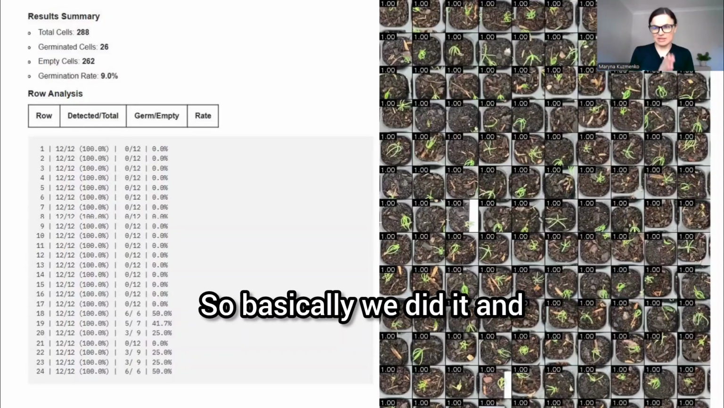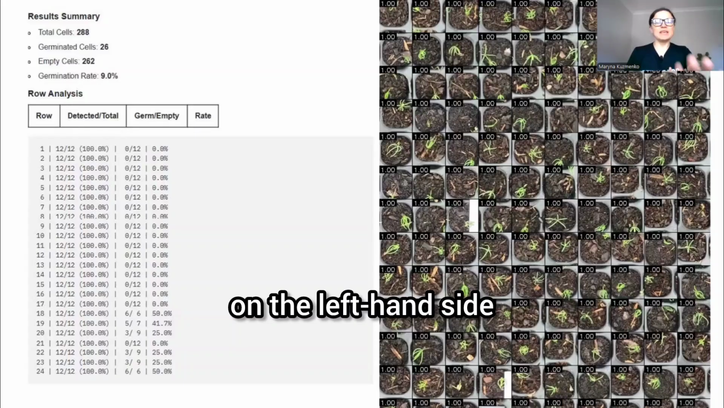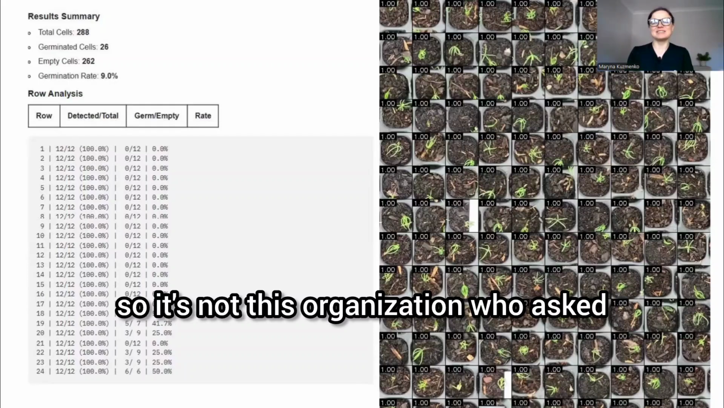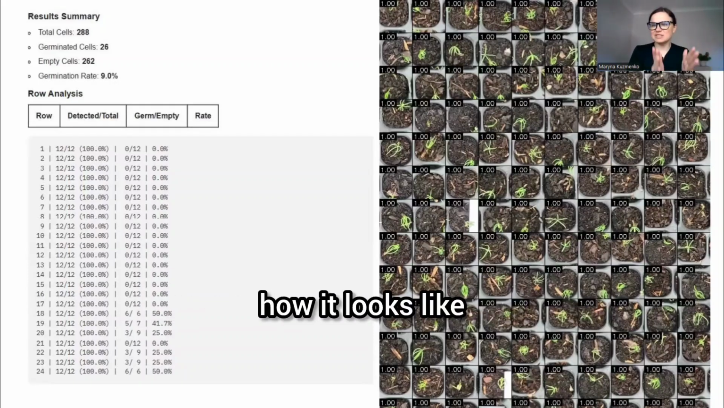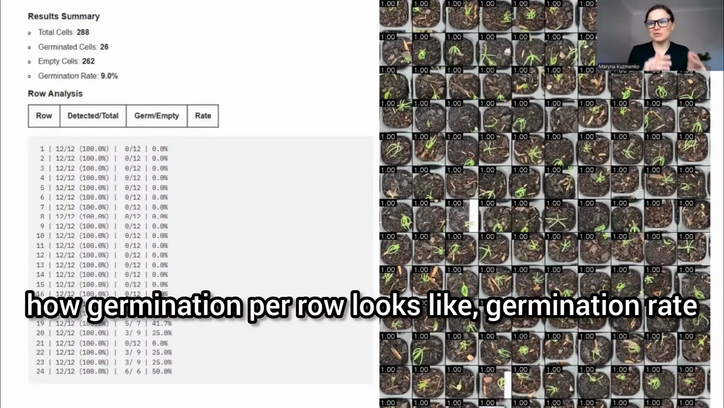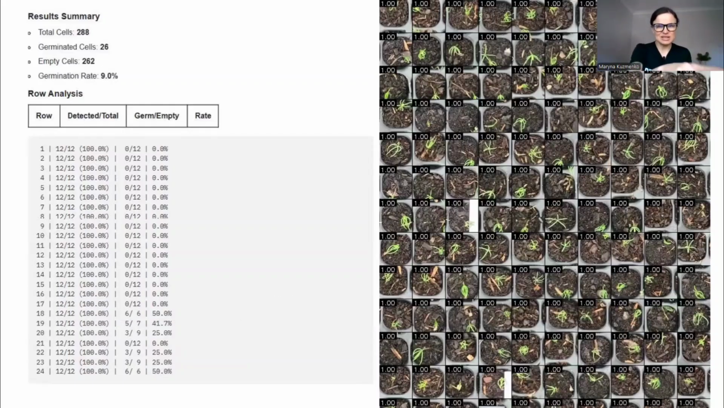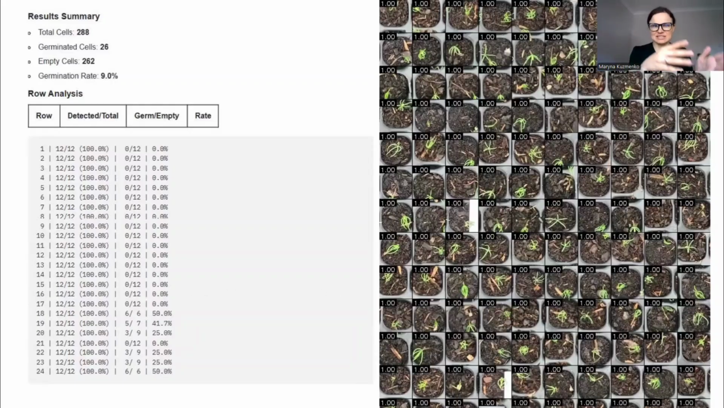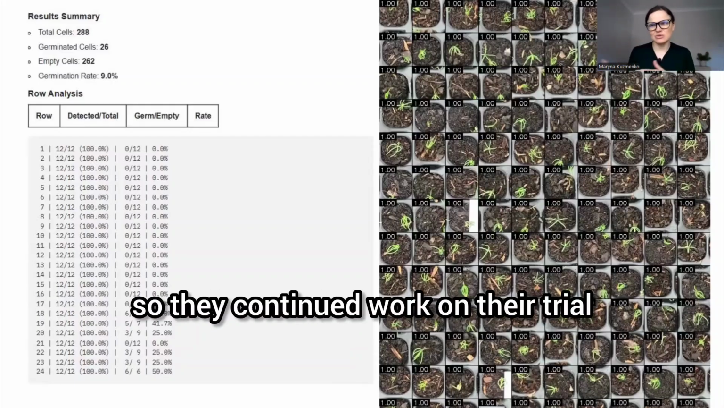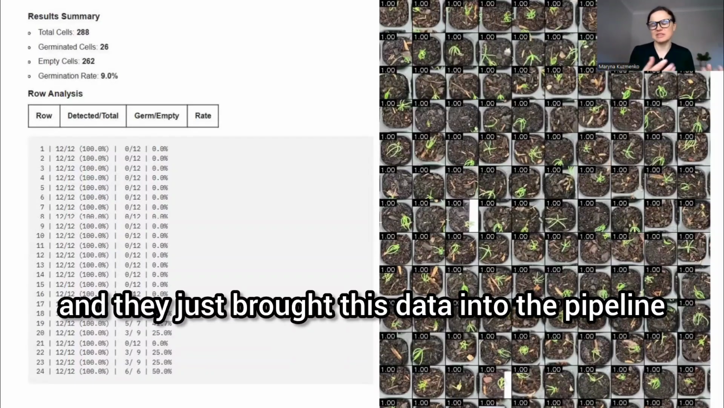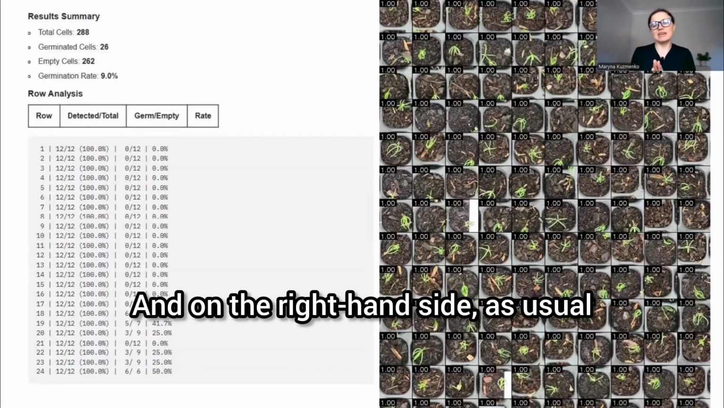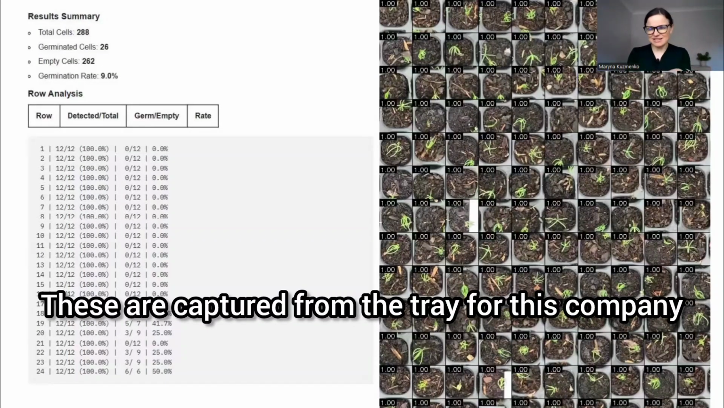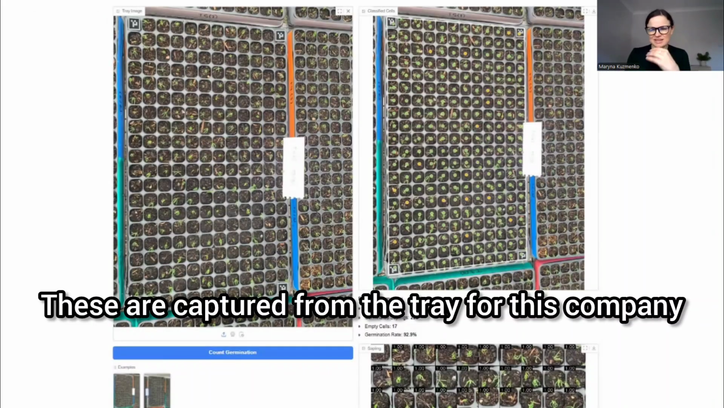So basically we did it, and on the left hand side it's just a visualization, so it's not related to the previous one, and not this organization who asked, but my goal was to demonstrate how germination per row looks like, the germination rate as well as numbers. So you can see what has been calculated, and this data was converted to CSV, so they continued work on their trial and they just brought this data into their pipeline. And on the right hand side, as usual, I demonstrate how we count, what we count. These are captured from the tray for this company, and I just enlarged them.